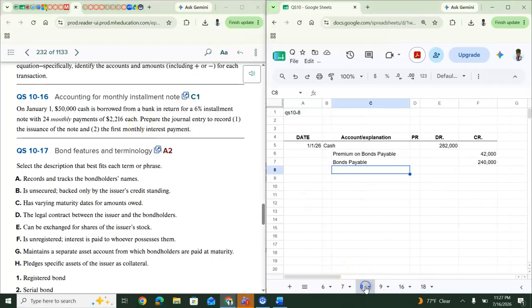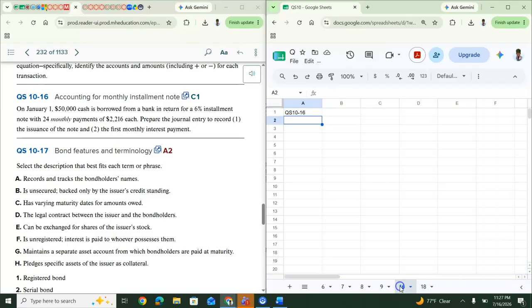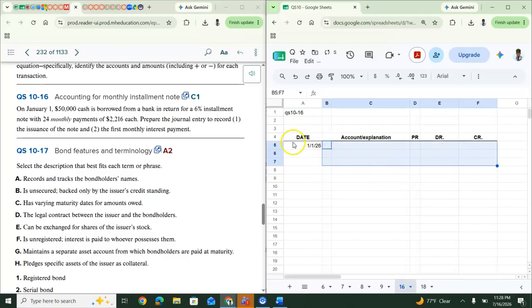So I'm going to go to one of the pages that has, or sheet tabs that has a journal entry format, so I don't have to reinvent the wheel. And I'm going to go ahead and copy that in that first box, 8-1, Control V. And then I'm going to go ahead and change the 8 to 16. And I don't have to start over from scratch. Delete that information.